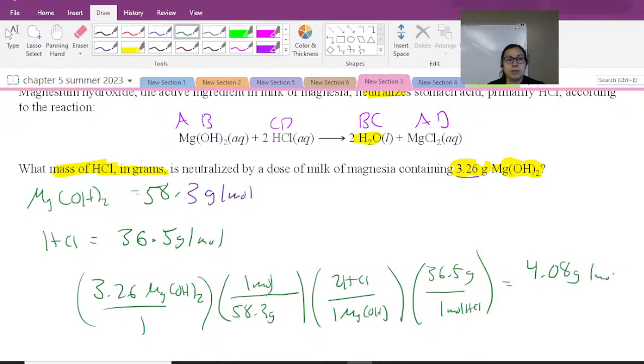Question? Where'd the 2 HCl come from? So right, this comes from your balanced equation. So this is like your graham cracker ratio. Oh, okay. Yeah, so the same idea. So right, for every 1 molecule of magnesium, you need 2 HCl molecules. Oh, so that's where you get the ratio. Okay. Yeah. That would just be 4.08 grams, not grams per mole. Oh, yeah, sorry. I just wanted to make sure.